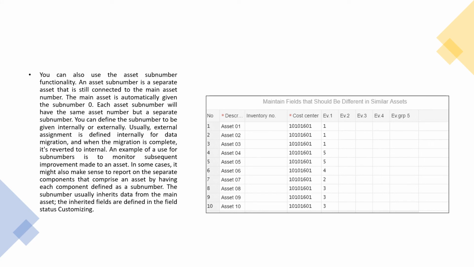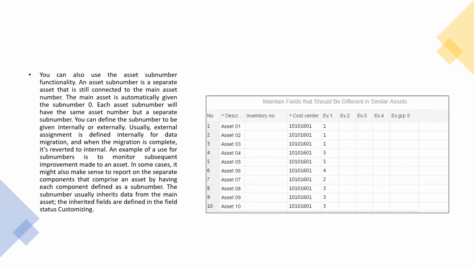Now you could also use the asset sub number function. An asset sub number is a separate asset that is still connected to the main asset number. The main asset is autonomous, given the sub number is 0. So each asset sub number will have the same asset number but a separate sub number. You could define the sub number to be given internally or externally. Usually external assignment is defined initially for the data migration, and when the migration is complete, it reverts to internal.